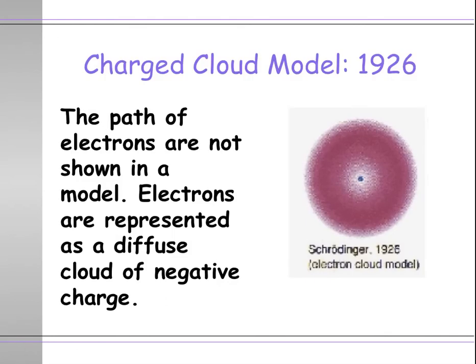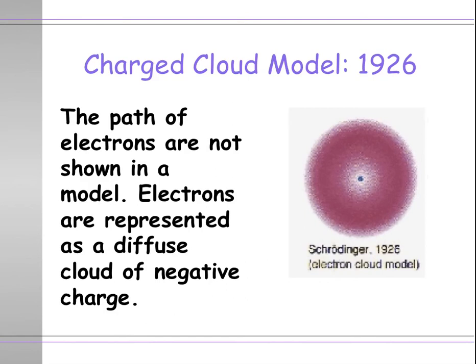So the model that we're looking at occurred in the late 1920s, and what we call it is the cloud model or electron cloud model. Another name for it is the charged cloud model. Notice the word cloud is very important there.